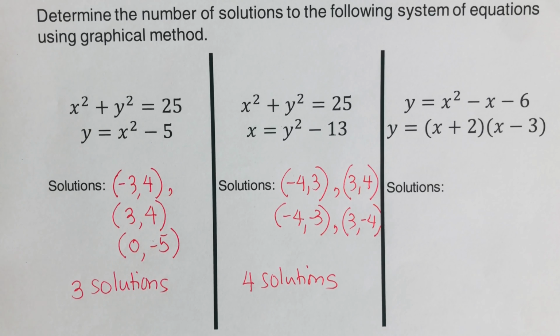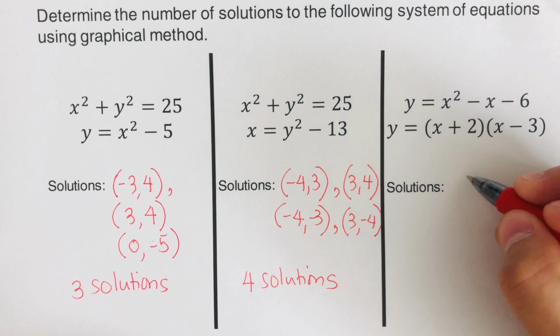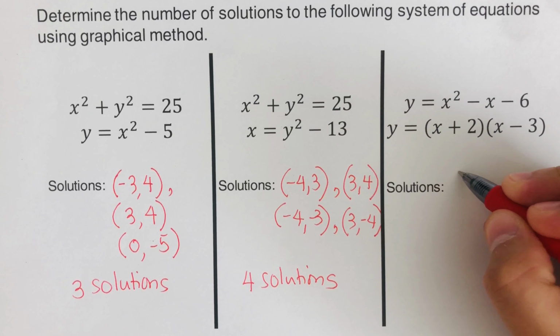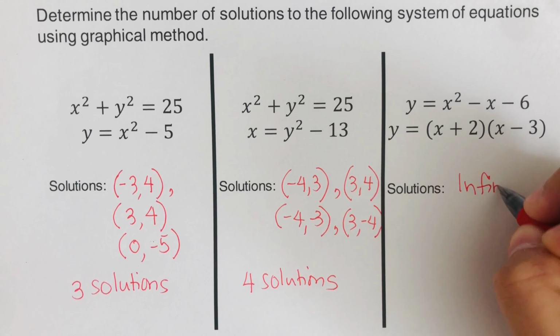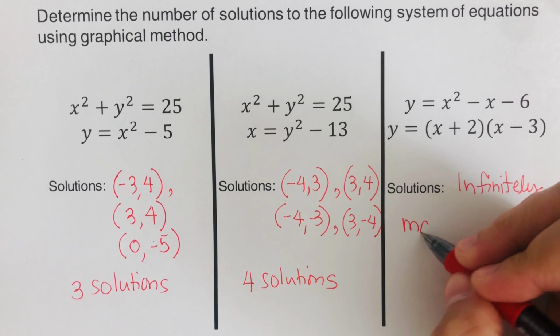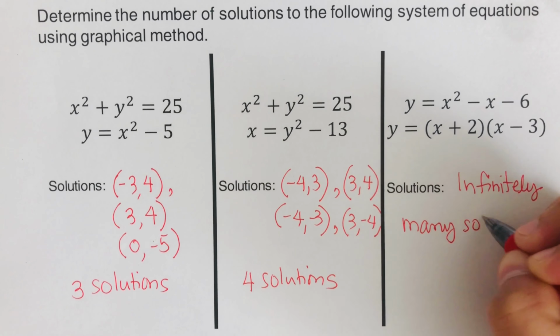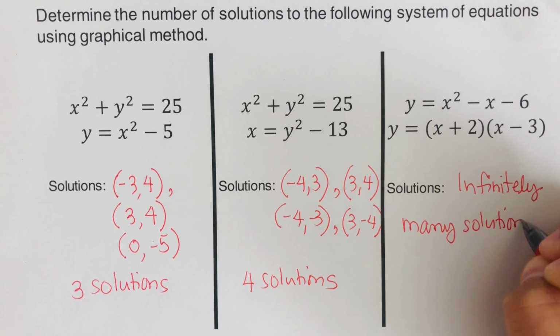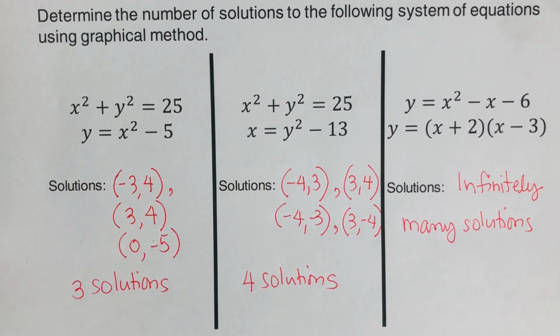Please remember that a graph or a line or a curve is actually made up of an infinite number of points. Which means that it has an infinite solution. So it's going to be infinitely many solutions. So there's going to be a lot of solutions for these two equations right here. Did you get the same answers as this?